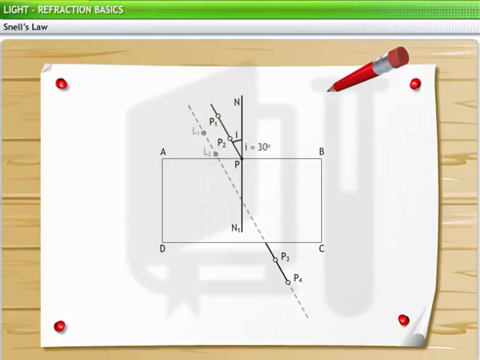We join P3 and P4 to meet CD at R. After joining PR, we measure the angle of incidence P1PN and the angle of refraction N1PR. Finally, by finding their sine values and applying it in the formula, we find mu is equal to sine i divided by sine r. If the experiment is repeated using different values of angles of incidence, the refractive index remains the same. Thus, this experiment verifies Snell's law.